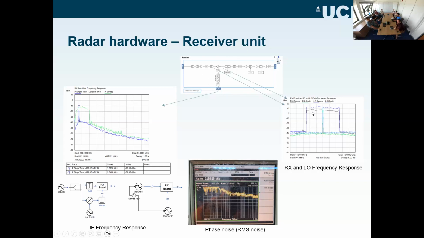The other things to look at, again, are the flatness of the RF and LO at the point where they're mixed, to make sure that everything is nice and flat. Other things to look at are phase noise and SNR, and they are all in good merits.